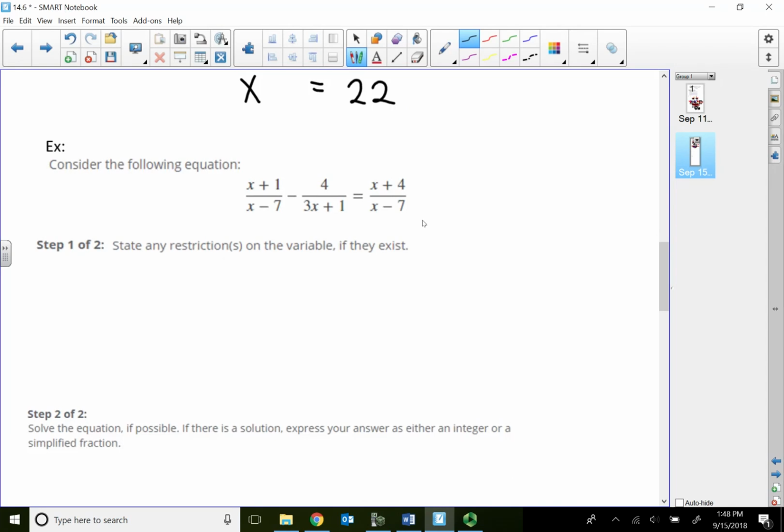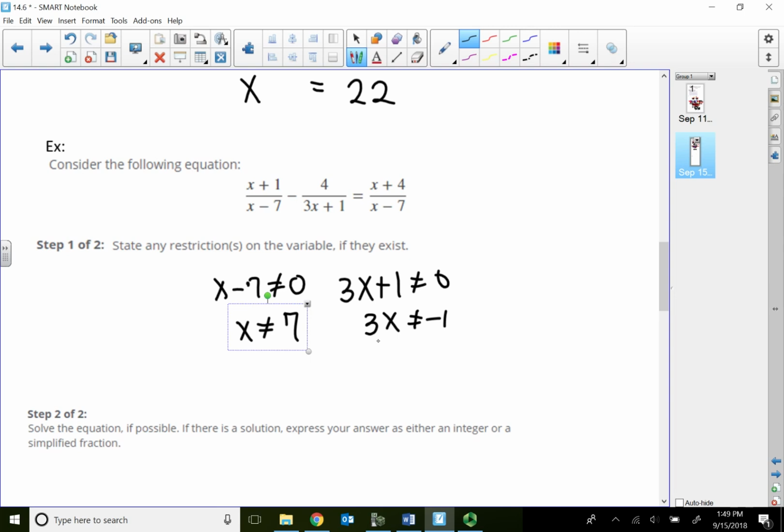All right, I got three different denominators here. Only two of them are different, so I'm just going to set up x minus 7 not equal to 0, and 3x plus 1 not equal to 0. Both are linear. So one of my x cannot be 7. Move the positive 1 over. That's 3x not equal to negative 1. Divide both sides by 3. The other x cannot equal negative 1/3. So here are my two restrictions.